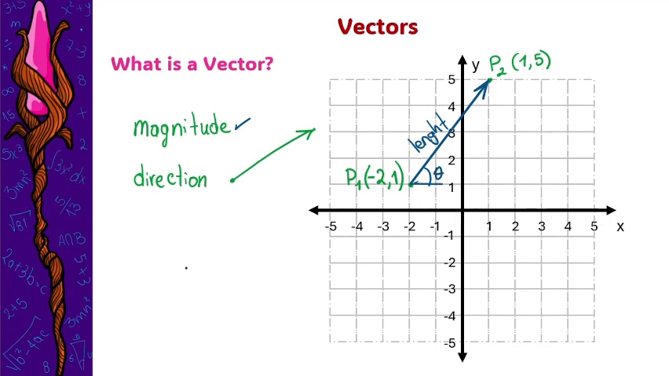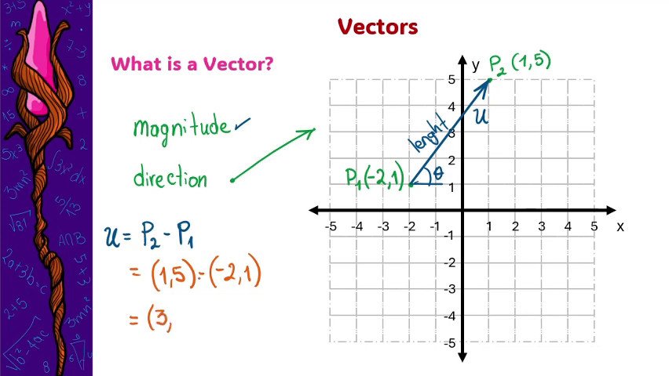Since this vector goes from point 1 to point 2, we could name it u and say that that vector u is equal to P2 minus P1. The final point minus the initial point. That would be P2, which is (1, 5), minus P1, which is (-2, 1). And we would subtract component by component. 1 minus -2 is 1 plus 2, which is 3. And 5 minus 1 is 4. So the vector u is (3, 4).